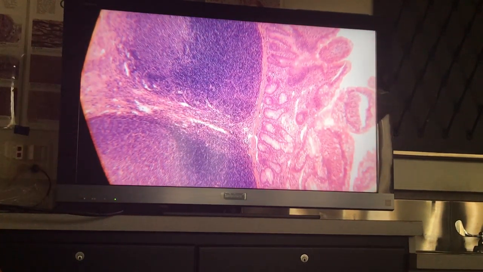So that pretty much is the three parts of the intestine. So it looks like a pretty huge bunch of slides. The deal is, you're not really going to be asked to look at those.